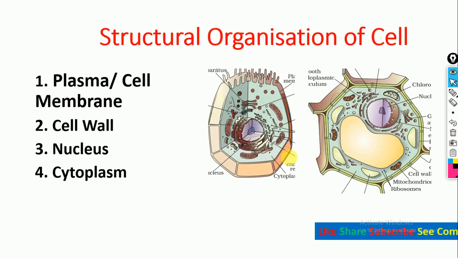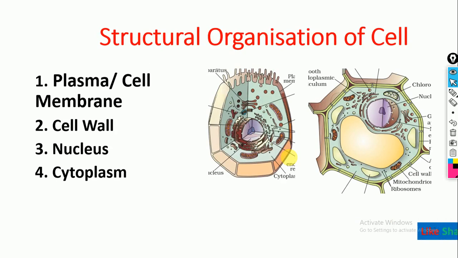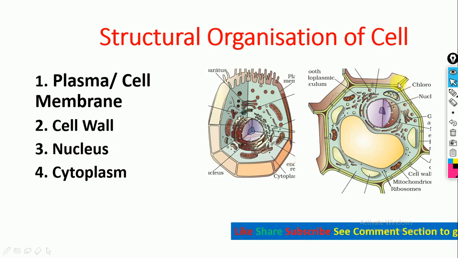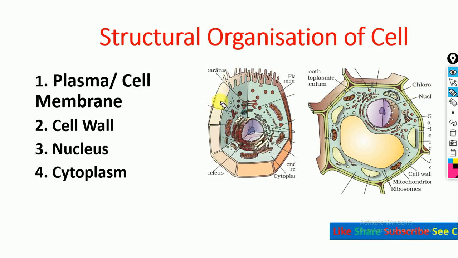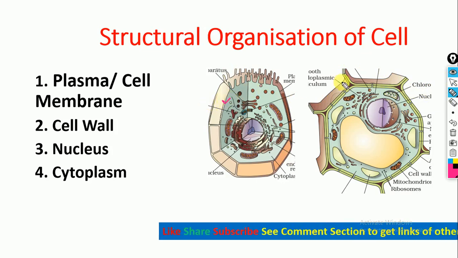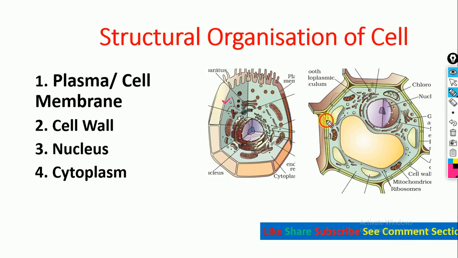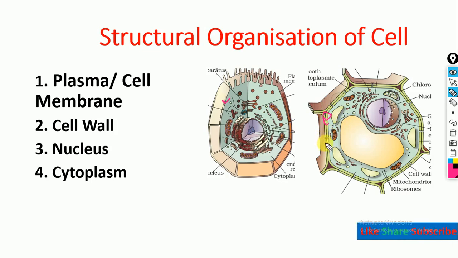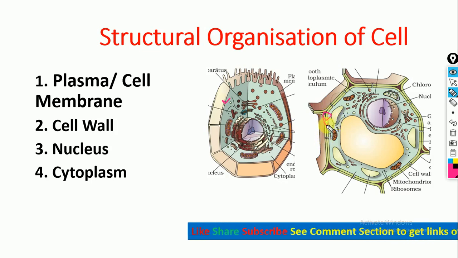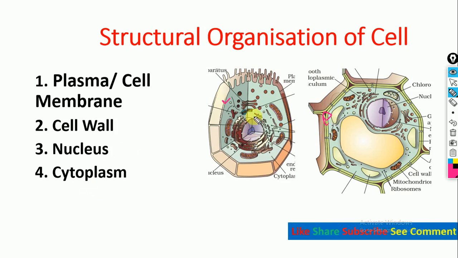The structural organization of the cell contains the plasma membrane or cell membrane, cell wall, nucleus, and cytoplasm. This is the cell membrane, and this is the plant cell. In this, the cell wall is present. The cell wall is present only in plants, fungi, and bacteria. And the nucleus, this is the nucleus.